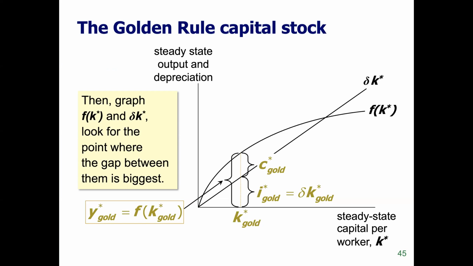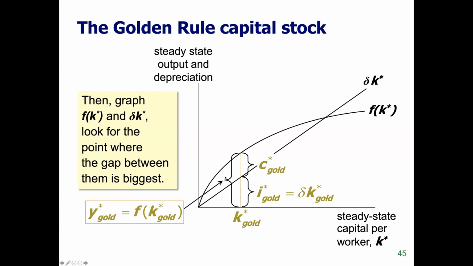Okay, so notice we're for the moment disregarding the s times f of k star curve. We'll bring it back when we want to think about what s will get us to here. But at the moment, we're thinking, okay, there's likely to be some saving rate that gets us to any particular steady state capital stock. We want that vertical gap, c star gold, to be as big as possible. How do you get there?